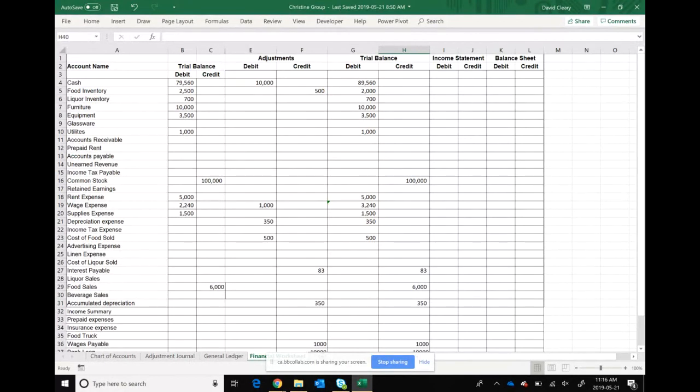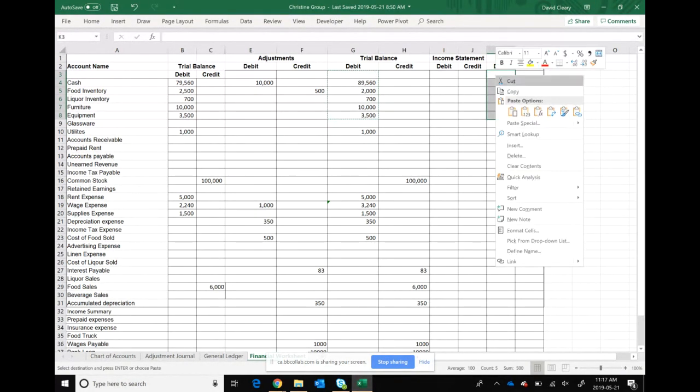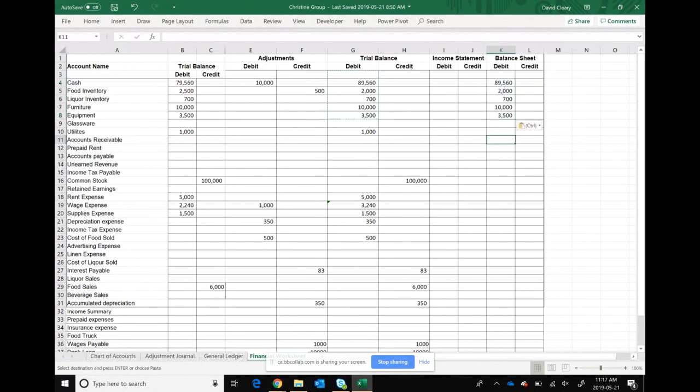Well, I can do this pretty quickly, actually. So we'll include this here. Your food inventory, liquor inventory, furniture, equipment, and not utilities. These first ones right here are assets. So we would post them to the debit side of the balance sheet. Accounts receivable, utilities. That is utilities expense, I'm assuming. So we would post that to our income statement. Moving down the list.